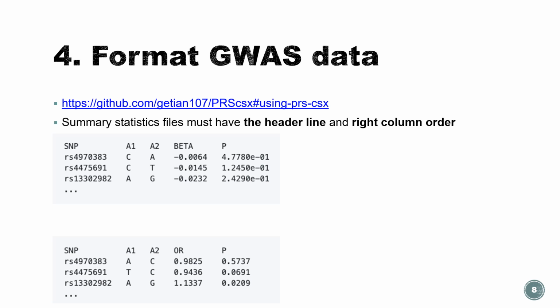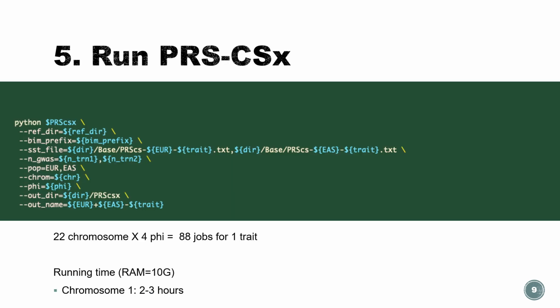If you use your own data, the first thing to do is format your summary statistics file. The information is available in the using PRS-CSx section. I want to highlight that the formatted input must contain a header line and have the right column order and the variable names. Now you can finally run the method.